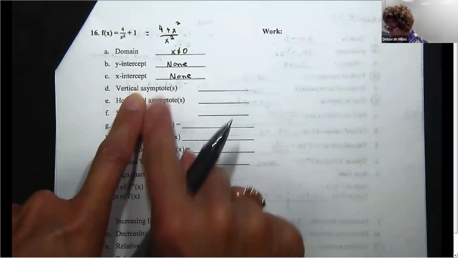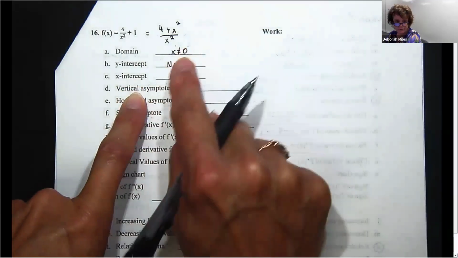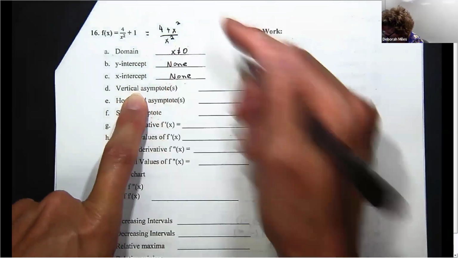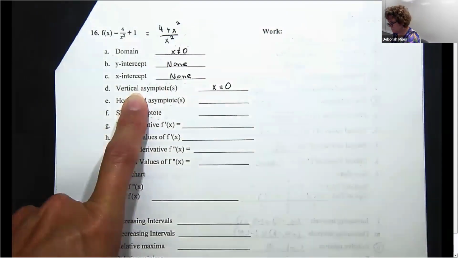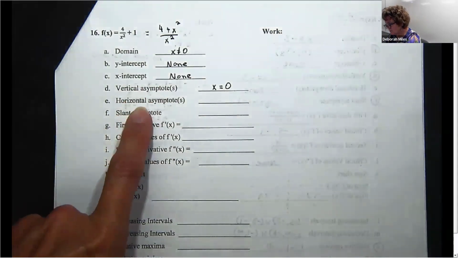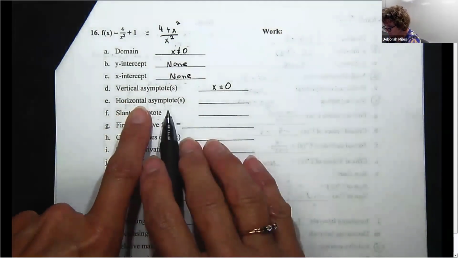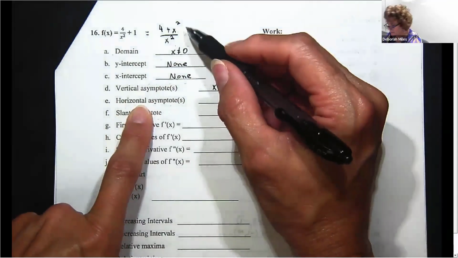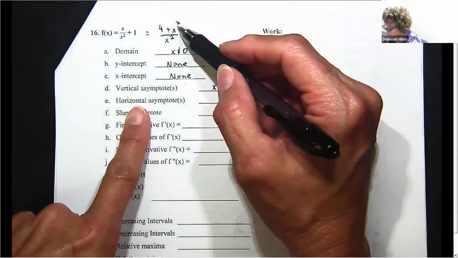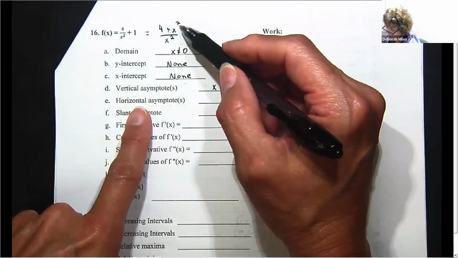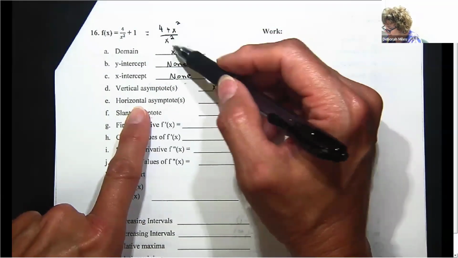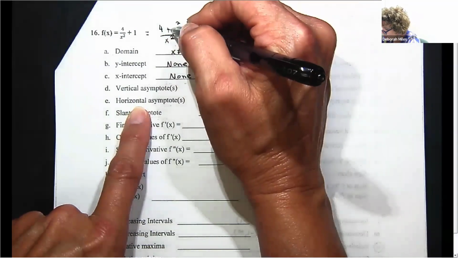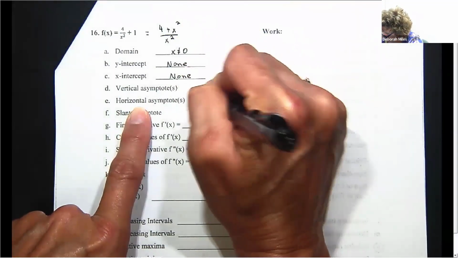The vertical asymptote is what made the function undefined. We've already identified that as x equals 0. And the horizontal asymptote, you think about the theorem on horizontal asymptotes: the degree of the numerator is the same as the degree of the denominator. So the ratio of the leading coefficients would just be 1 over 1. The horizontal asymptote is y equals 1.